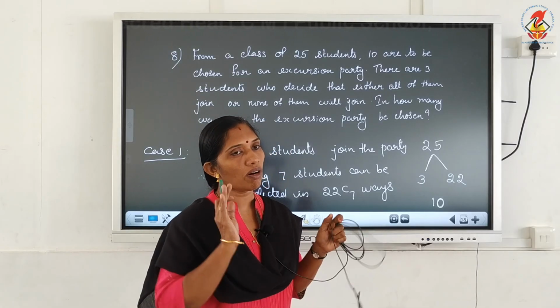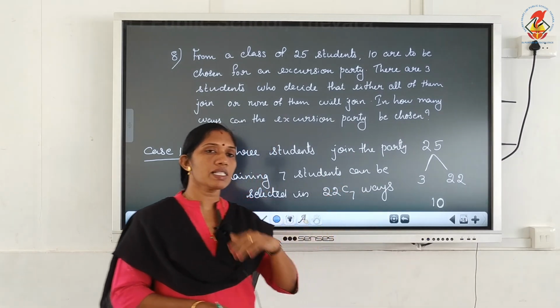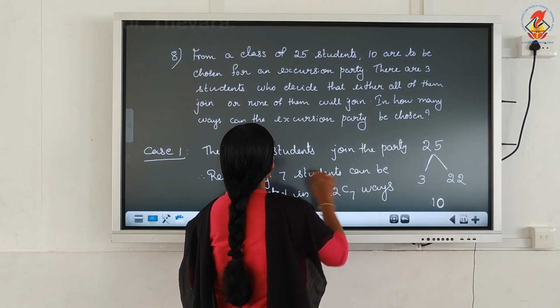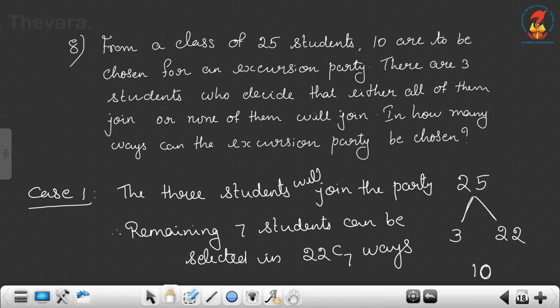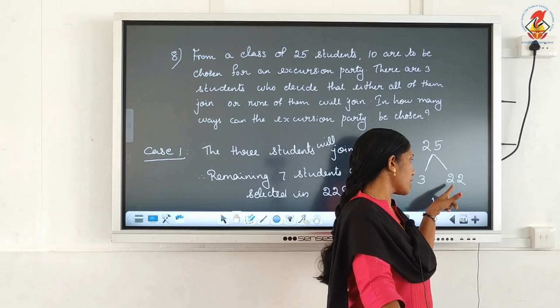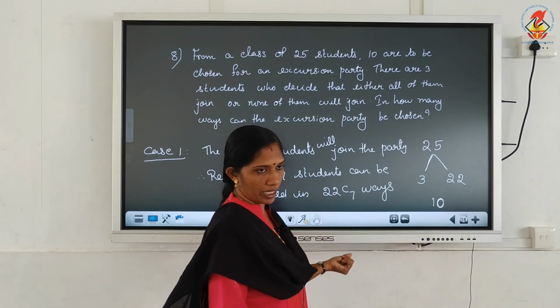There are total 25 students, in which 3 students decide that either all of them will join the party or none of them will join the party. So we take the first case as all the 3 students join the party. Then we need only 10 for the party. So the remaining 7 students we have to select from 22. That selection is 22C7 ways.